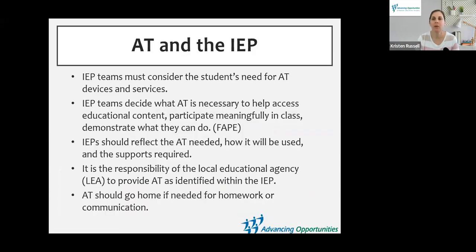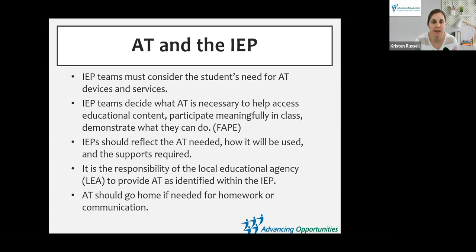Okay, so now we're going to talk a little bit about IEPs. For your students with IEPs at school, assistive technology is a part of that. And I want to make sure that you all understand how assistive technology plays into the IEP process.